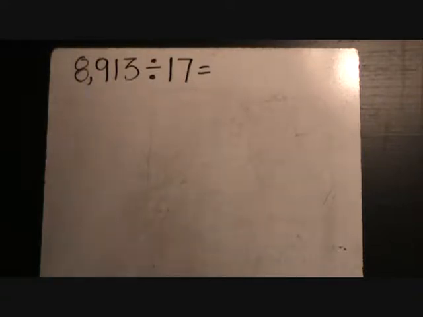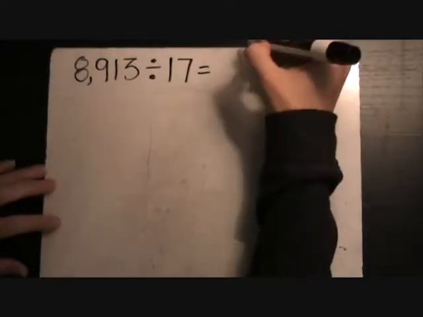Partial quotients is one strategy to use when dividing. It's particularly a strategy that we use when we don't really know the multiplication tables of the divisor. In the problem 8,913 divided by 17, we are dividing by 17 and I don't really know my 17 times tables, so I'm going to come over to the side and make a help box.